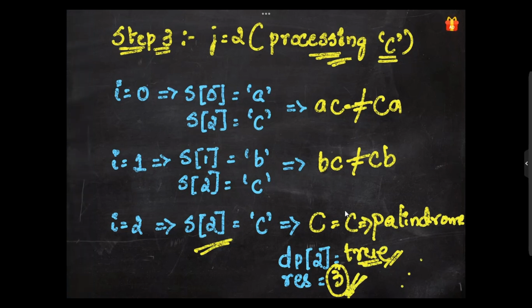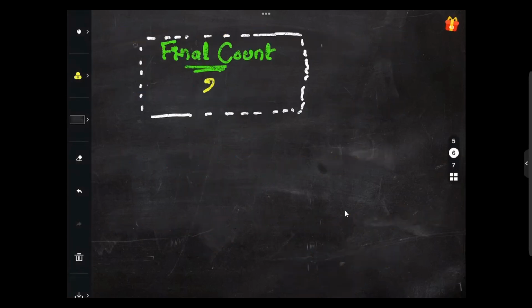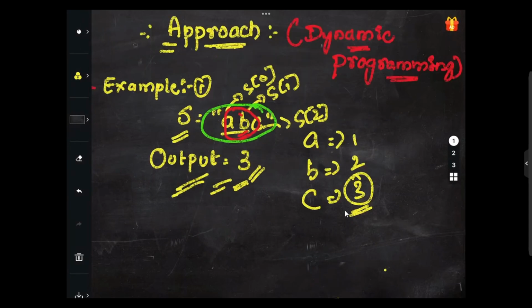So the final output that we got here, which is what we have to return, is result 3, right? So the final count is 3, the same as what they have given in the output for the example.